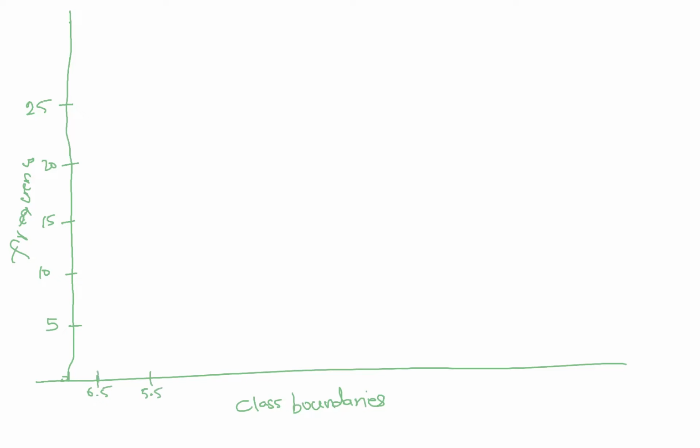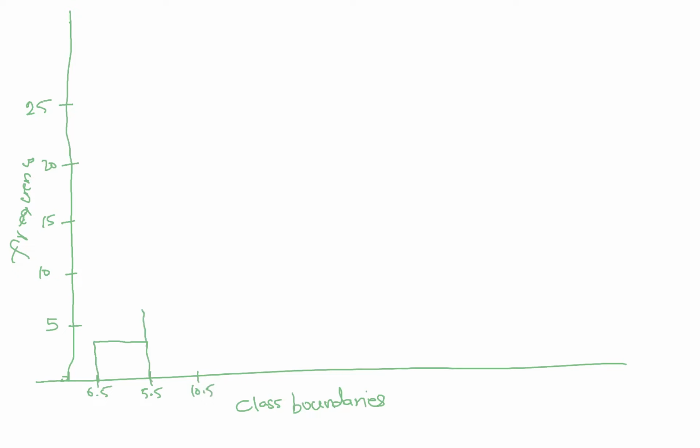So I trace it up. I think this is 3. Then I draw my first bar. The second interval, lower class boundary is 5.5, so I don't write anything. Upper class boundary is 10.5. And the frequency is 7. So I trace it up to 7.